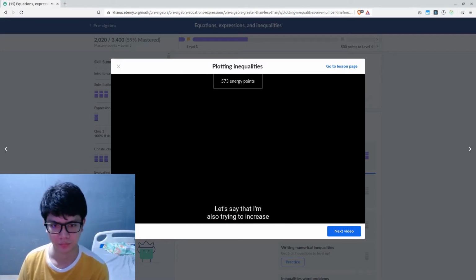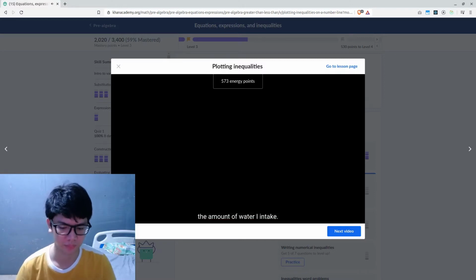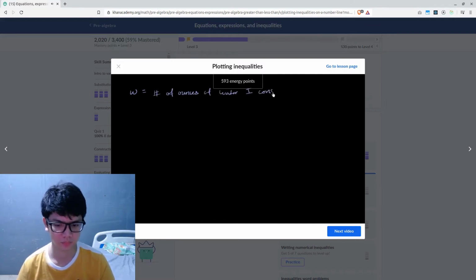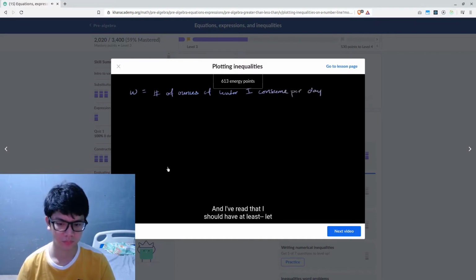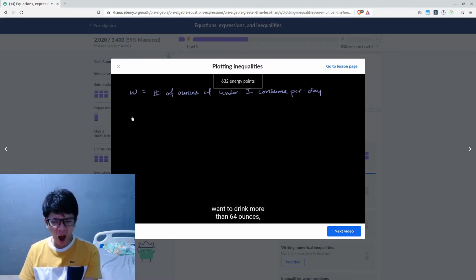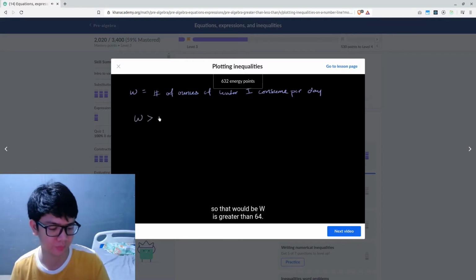Let's say that I'm also trying to increase the amount of water I intake. And so let's define some variable. Let's say W is equal to the number of ounces of water I consume per day. And I've read that I should have at least, let me throw out a number, 64 ounces of water per day. So there's one way I can think about where I always want to drink more than 64 ounces. So that would be W is greater than 64.